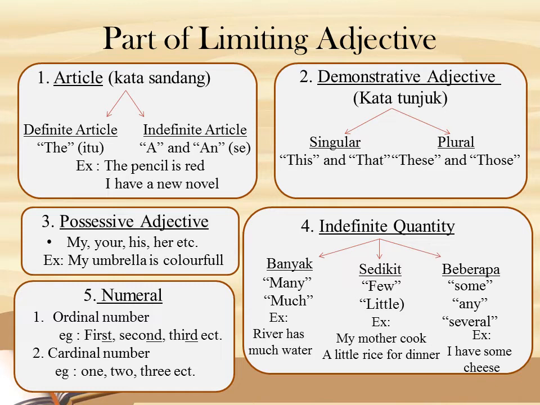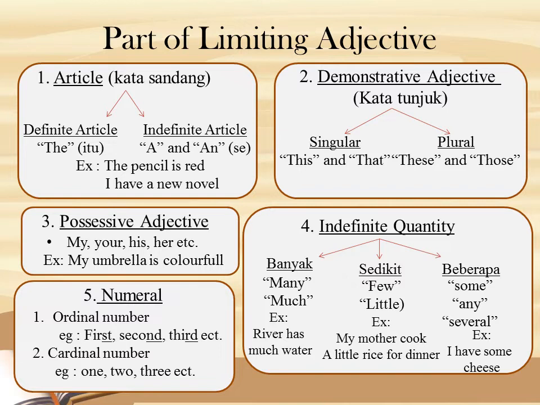The third is possessive adjective. Possessive adjectives are used to indicate possession. They are my, your, his, her, etc. For example, my umbrella is colorful. And note, possessive adjectives also function as possessive pronouns.